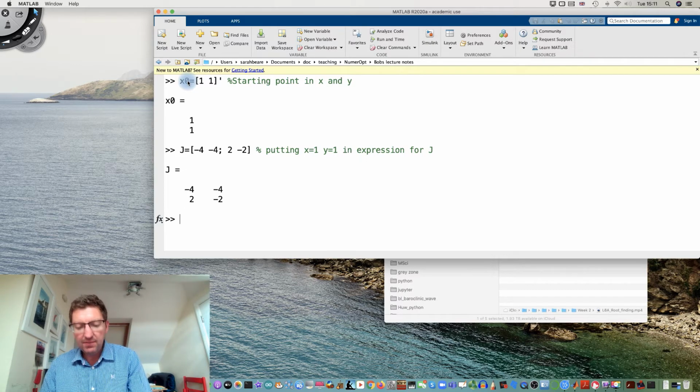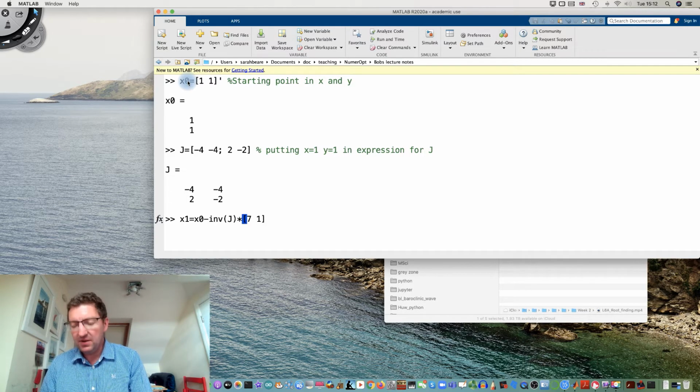So the first step will then be x1 is x0 minus the inverse. So we can just do that. As I said, matrix operations in MATLAB are dead simple. It's one of the great strengths of this language.